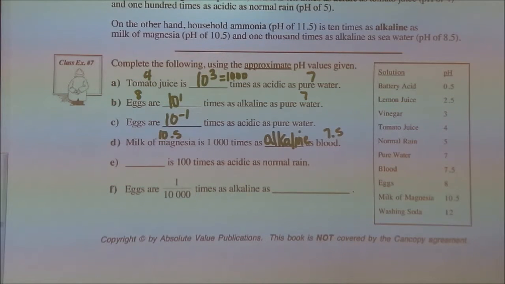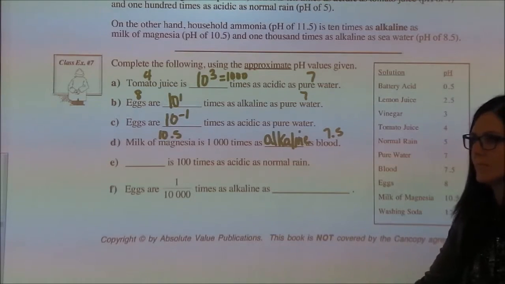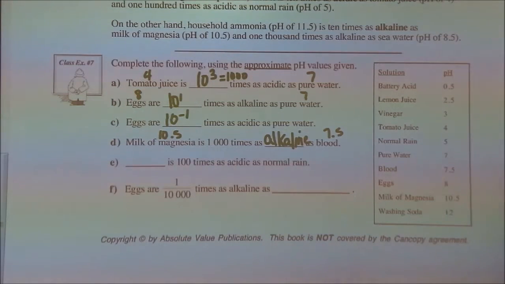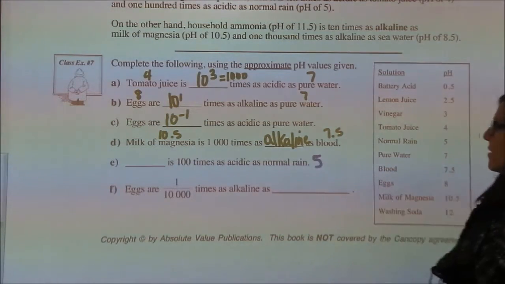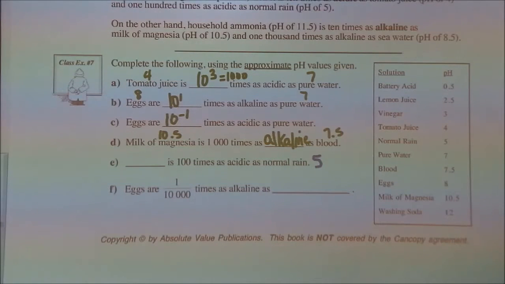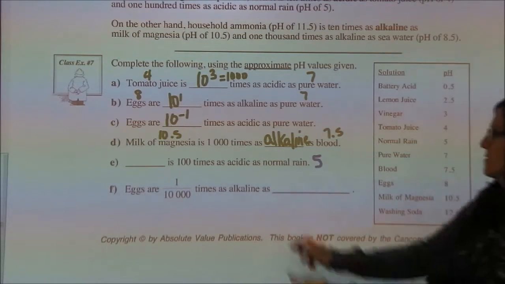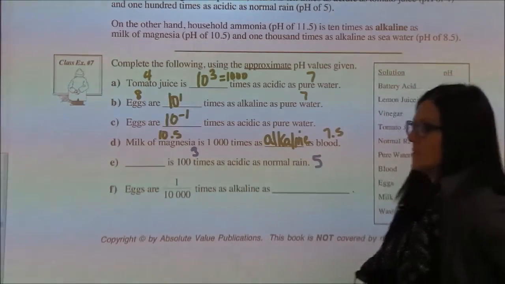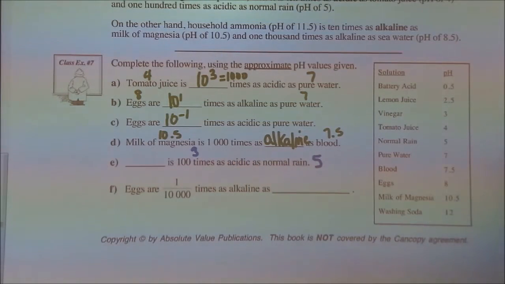Okay, so E says, what is 100 times as acidic as normal rain? So what's the pH of normal rain? 5. So if I'm looking for something that's 100 times more acidic than normal rain, what's the pH that I'm looking for? 3. What has a pH of 3? Vinegar.